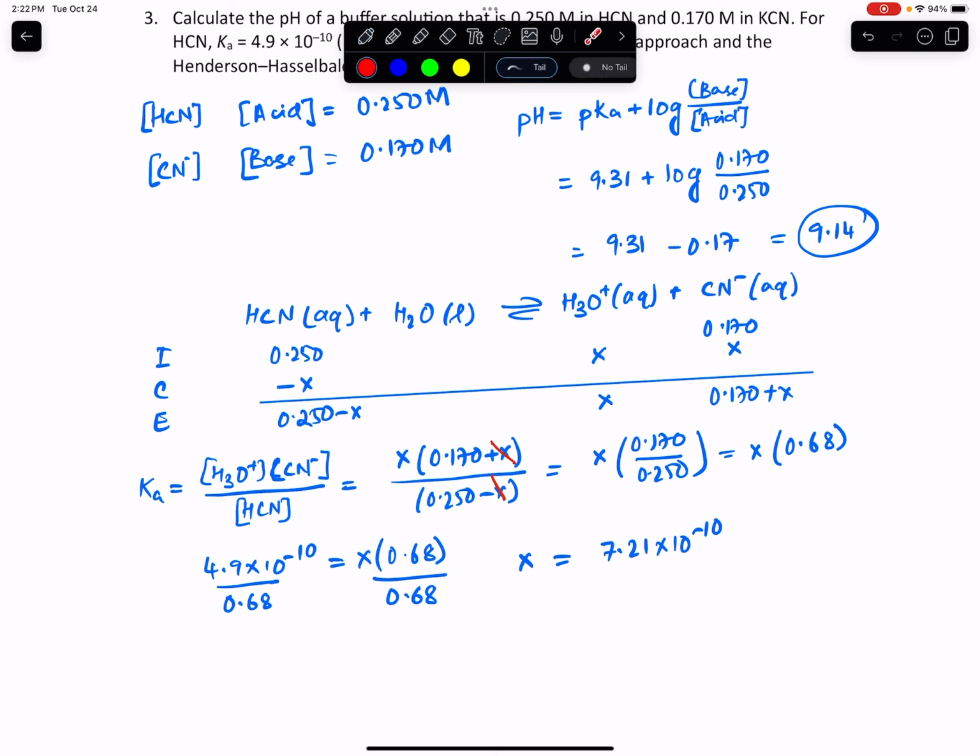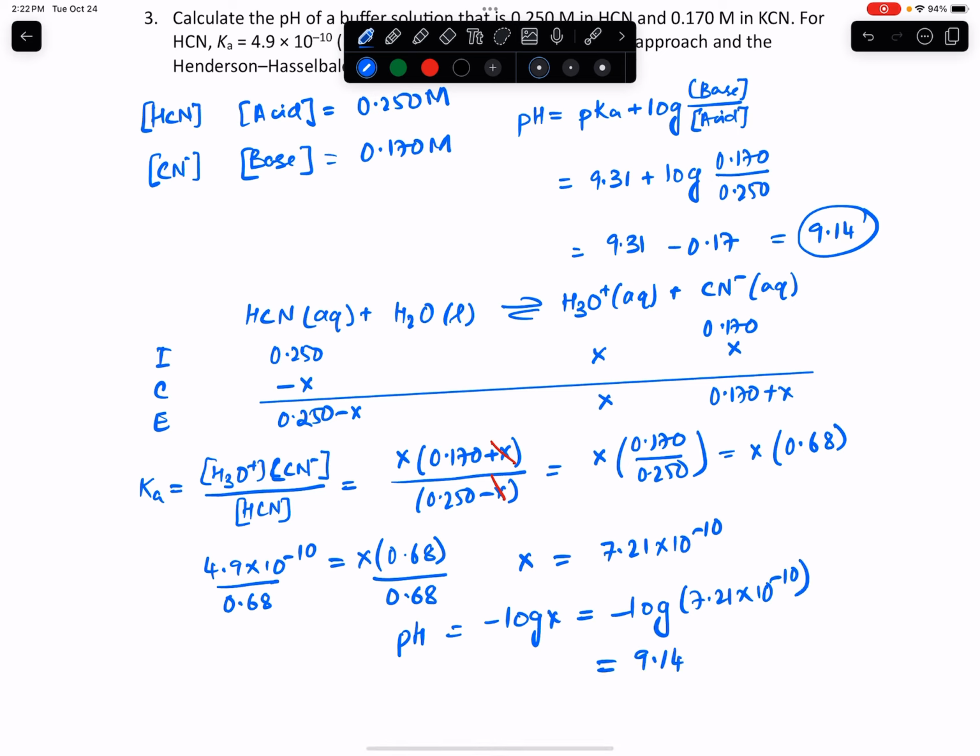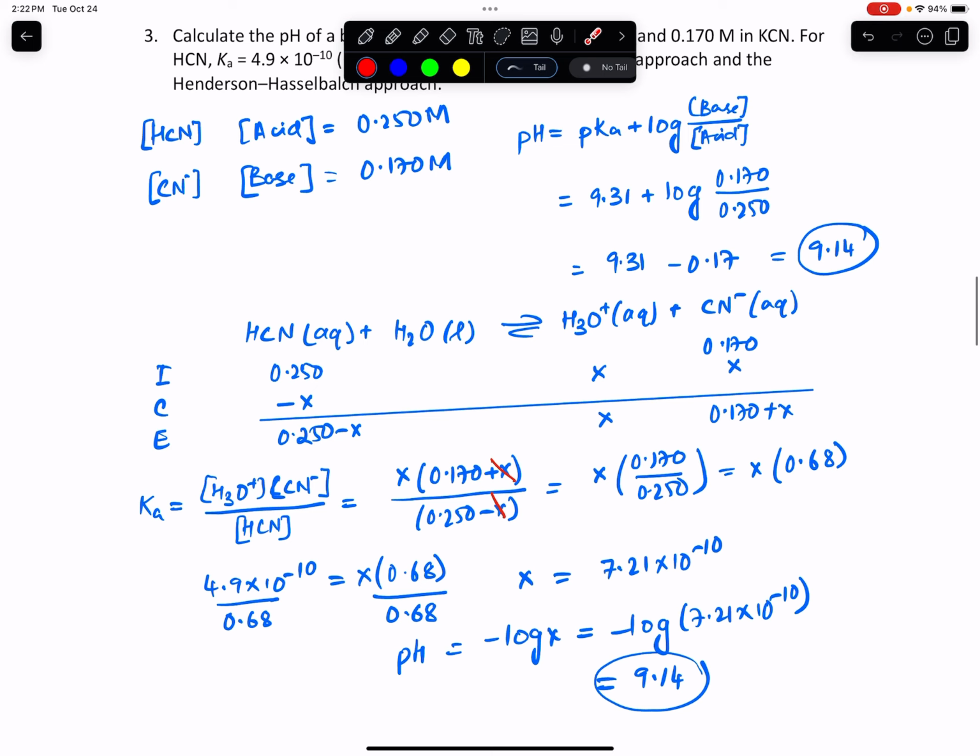Since X is the H3O plus ion concentration, if we take the negative log of X, we get the pH. That is negative log of 7.21 times 10 to the negative 10, which ends up being 9.14. That is our final pH. As you can see, if we did everything correctly, the pH from both methods should be the same quantity.